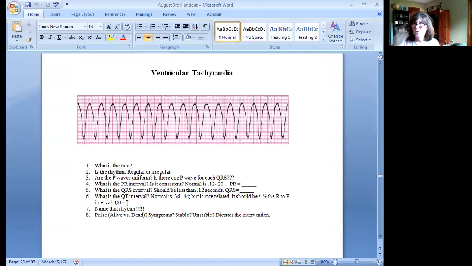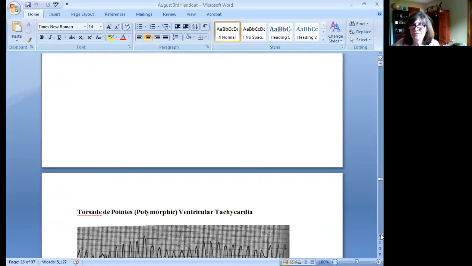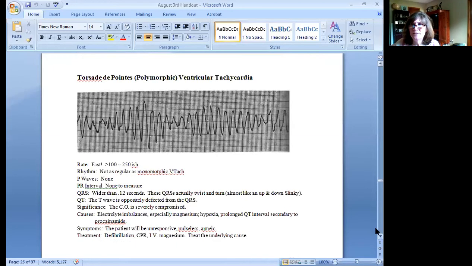But here's the question. Do they have a pulse? If they have a pulse, they're alive. If they don't have a pulse, they're clinically dead, and we're going to treat it like VFib and code them. And we've already talked about VTAC with a pulse that's unstable gets synchronized cardioverted.